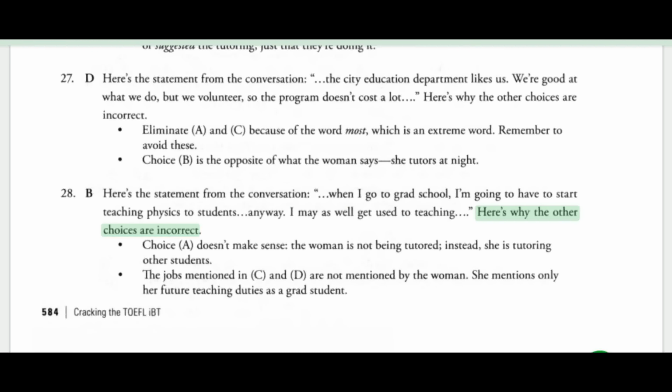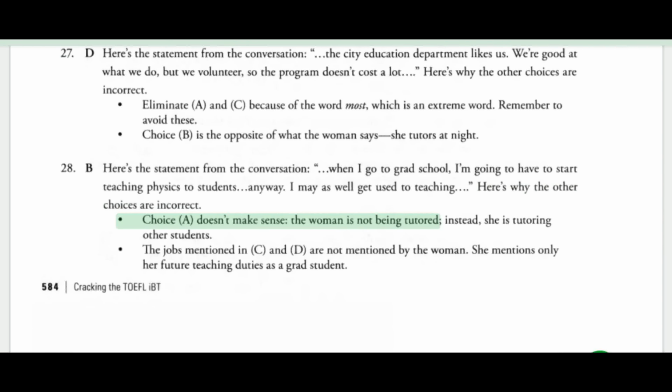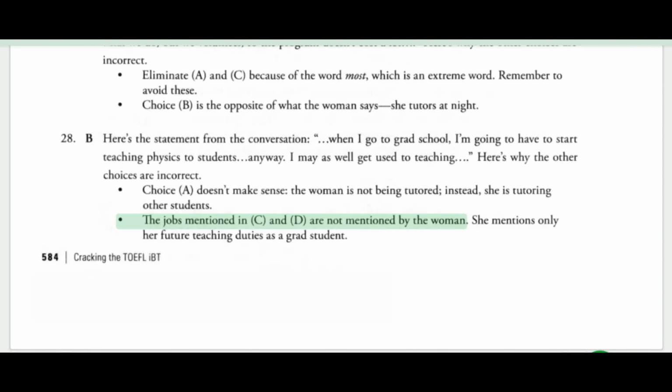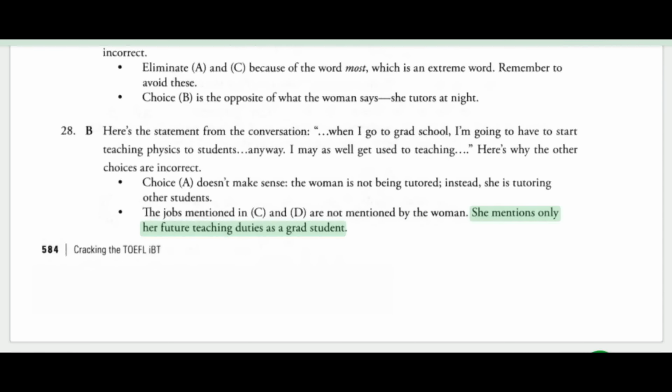Here's why the other choices are incorrect. Choice A doesn't make sense. The woman is not being tutored. Instead, she is tutoring other students. The jobs mentioned in C and D are not mentioned by the woman. She mentions only her future teaching duties as a grad student.